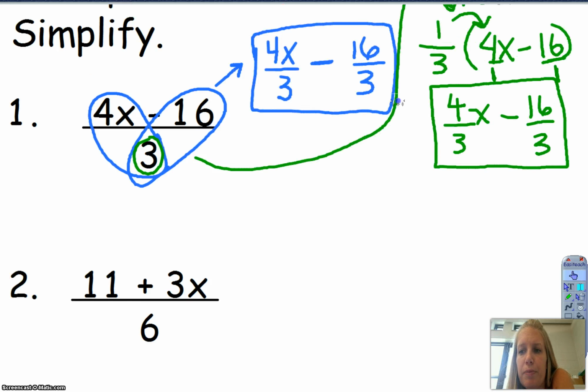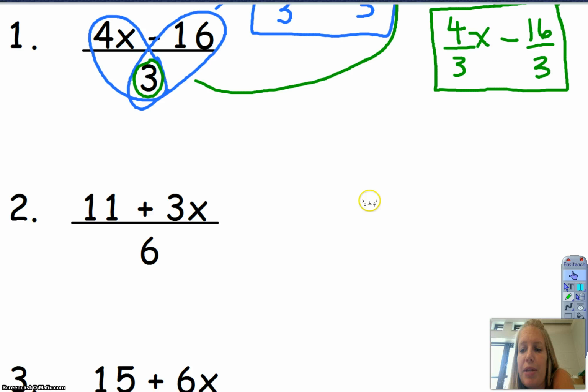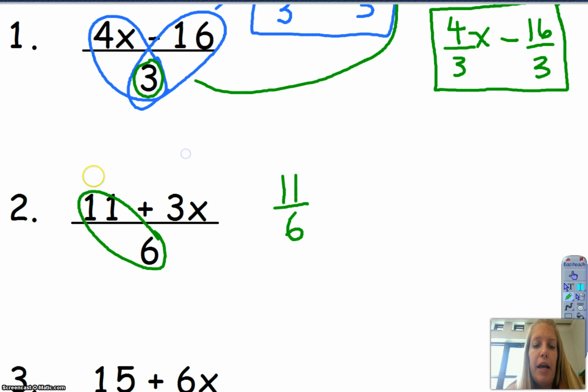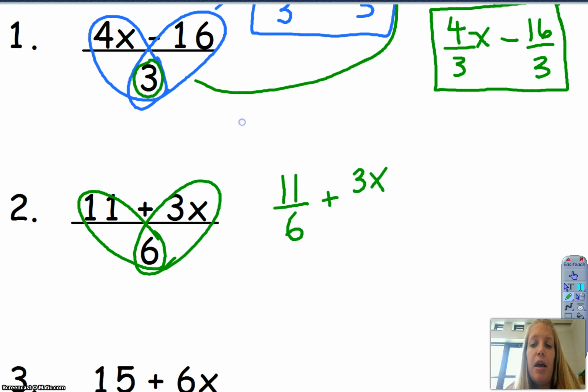Number 2. We're going to distribute that 6. I'm going to do it the blue way, because I think it's a little bit faster. So we have 11 over 6. And then we have 3x over 6. So plus 3x over 6. Now, this is not your final answer because you can simplify. 11 over 6 you can't simplify. So this stays as 11 over 6. You do not need to change it into 1 and 5/6.